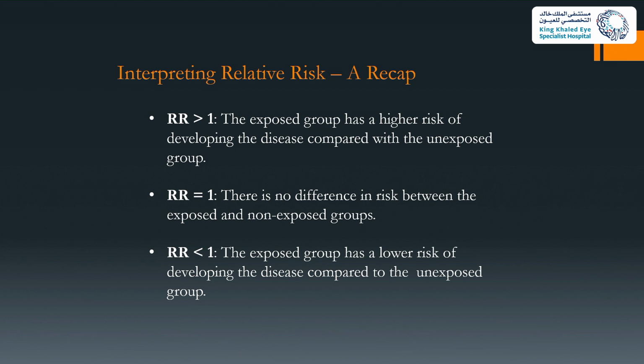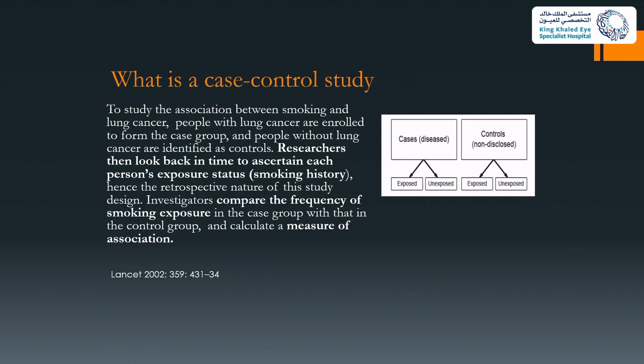So this is a recap of what we did. If the risk is the same, then the relative risk is 1. If it is more than 1, that means the exposed group is more likely to develop the disease. If the RR is less than 1, like I showed you in the example of the flu vaccine, that means the vaccine is working, it is protective.